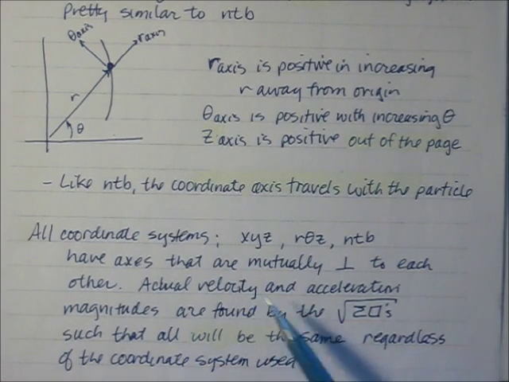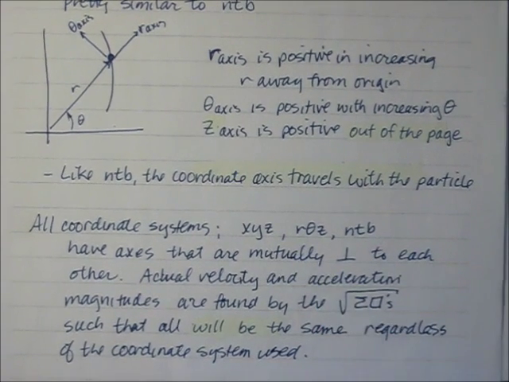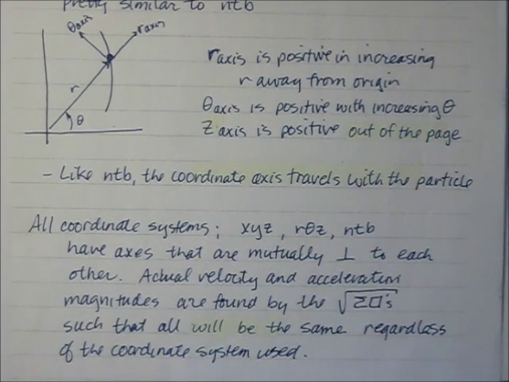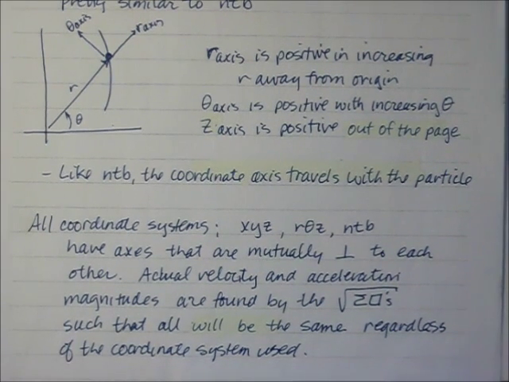Also, remember that the actual velocity and the actual acceleration, actual meaning the square root of the sum of the squares of whatever the components are, are always going to be the same regardless of what coordinate system we use to define them. And we'll get used to calculating that and comparing those a little bit.